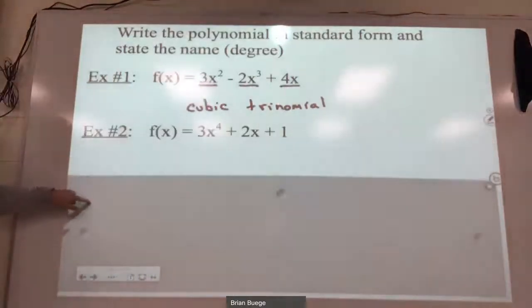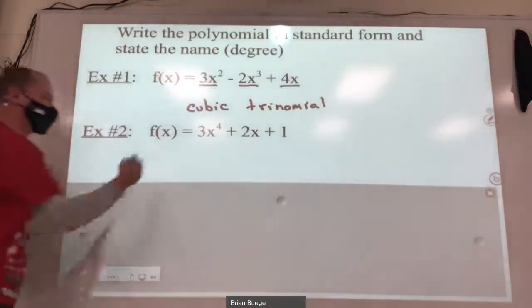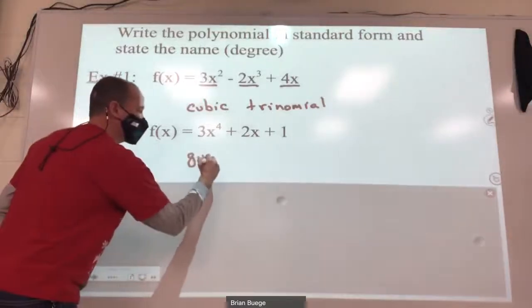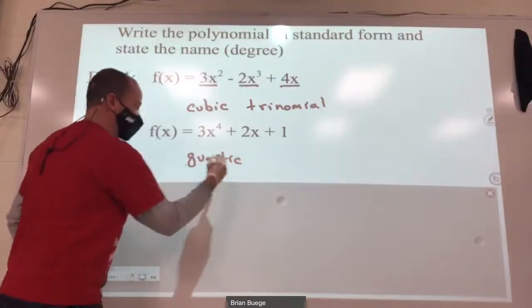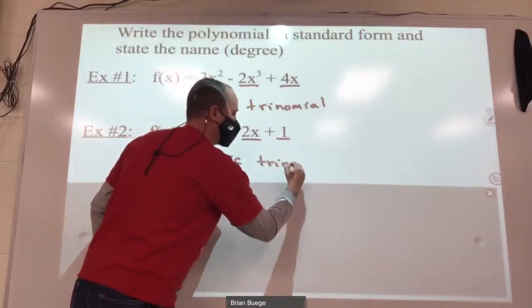How about the next one? What degree? 4th degree, that's the highest power we have. So this is a quartic. How many terms? Trinomial. Yep, there's 1, 2, and 3. That is a quartic trinomial.